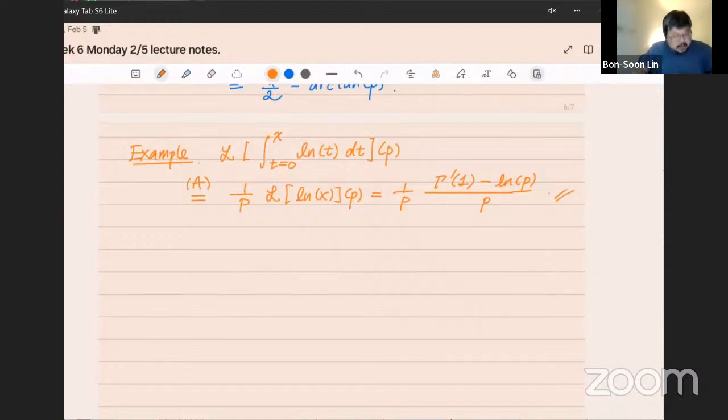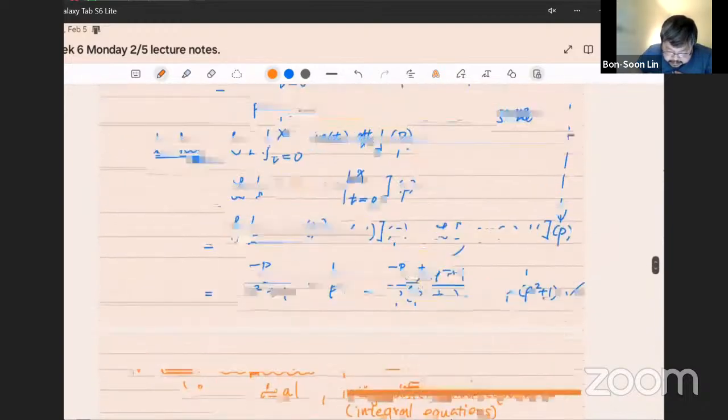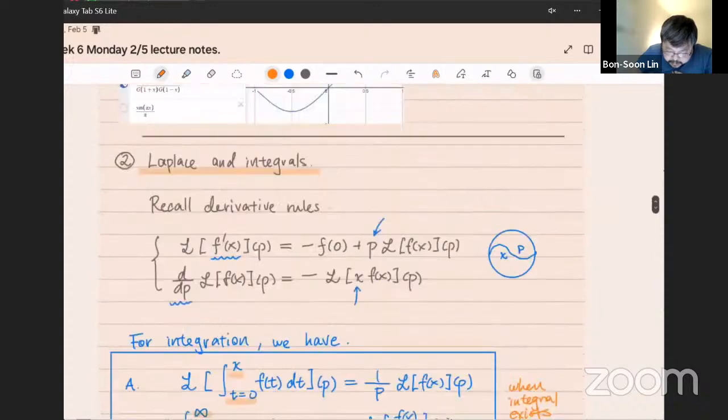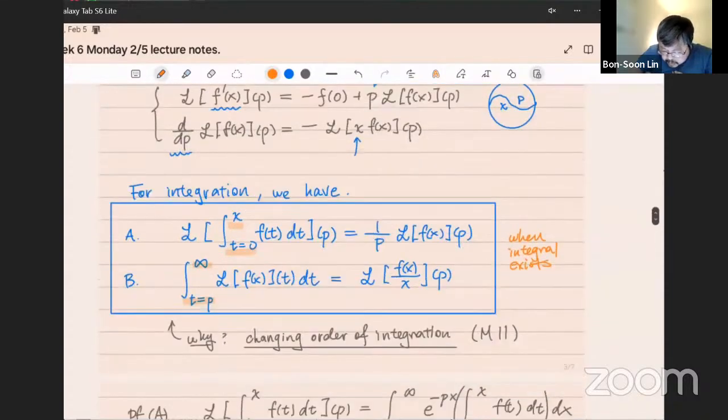All right. So these are the integral rules. And again, the integral rules mimic the derivative rules for the Laplace transform, in that integrating in one variable corresponds to division by the other variable on the other side. So it's parallel to the derivative rules.